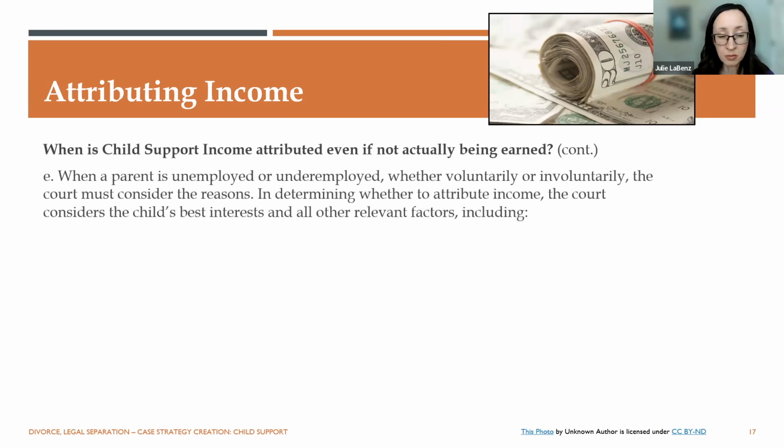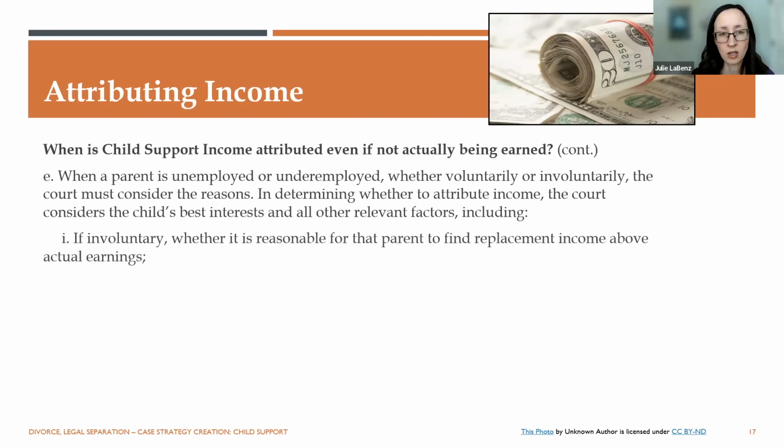When a parent is unemployed or underemployed, whether voluntarily or involuntarily, the court must consider the reasons. In determining whether to attribute income, the court considers the child's best interest and all other relevant factors. So, we looked at this last slide where the court's going to look at, what are your job skills? What are your barriers to employment? What's your employment history? And then also looking at the job market, is it realistic to say you're capable of getting a particular type of job? Is that job really available in today's job market?